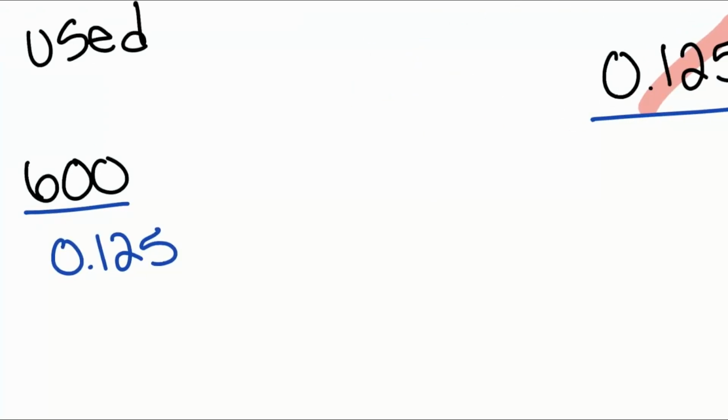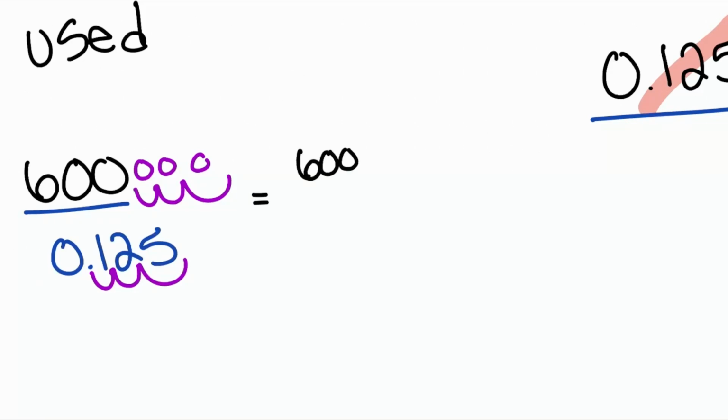Again, the best way to divide by a decimal is to not divide by a decimal, and we see that to not have a decimal, we're going to move that decimal place 1, 2, 3 times to the right. One more time, that was 1, 2, 3 times to the right. So we'll do the same up top. Again, with fractions, we have to keep that balance. And so that means we're going to have 1, 2, and 3 extra zeros. And so that makes this division, from 600 divided by 0.125, turn into 600,000 divided by 125.